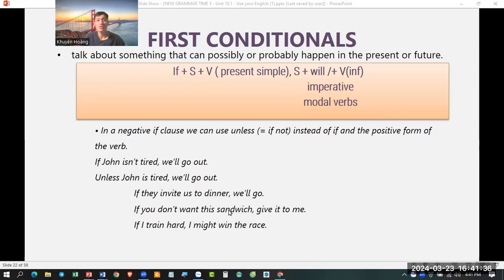So, for the first conditional sentence, let's read the definition. First conditional: talk about something that can possibly or probably happen in the present or future. Possibly or probably. Do you know these words?